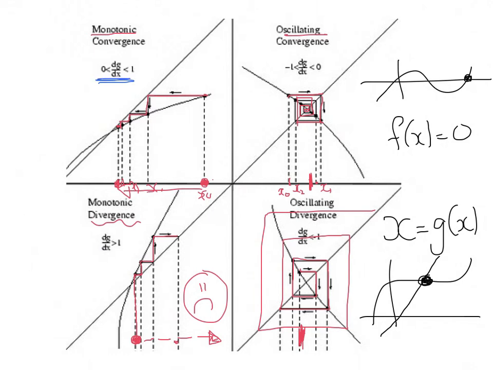If the gradient of your g function is between 0 and 1, or between -1 and 0, then you're going to be okay. If the gradient of your g function at the crossing point is smaller than -1 or bigger than 1, then you're going to get this divergence, either monotonic, going off to infinity, or spiralling out of control. You don't need to know that. It's just for the sake of interest if you're wondering what's going on.